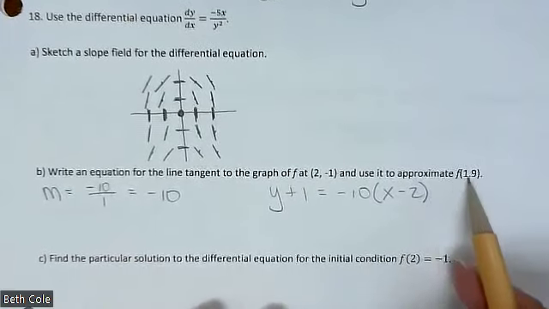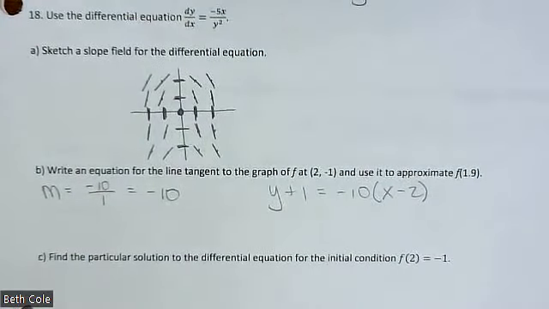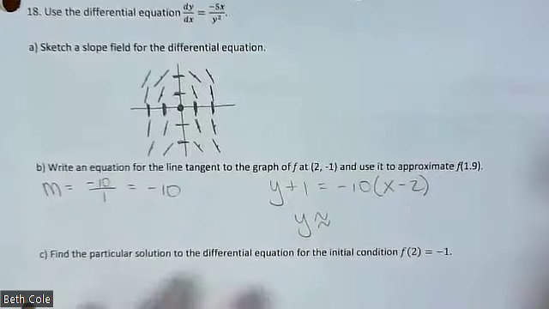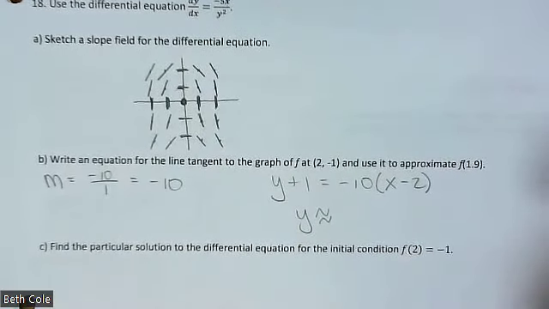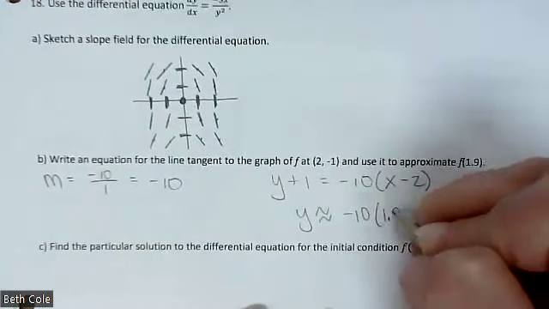All right, and then you're going to approximate 1.9. Why are you allowed to approximate 1.9? Close. Oh, those are perfect. All right, so y is approximately, now this is free response, and you're not allowed a calculator. So what I want you to do is nothing, okay? It's going to be -10, plug in your 1.9.